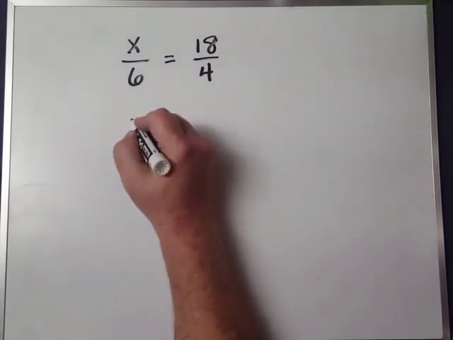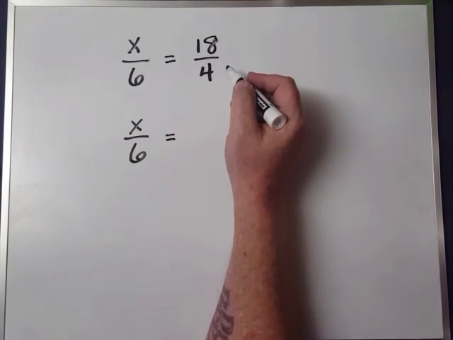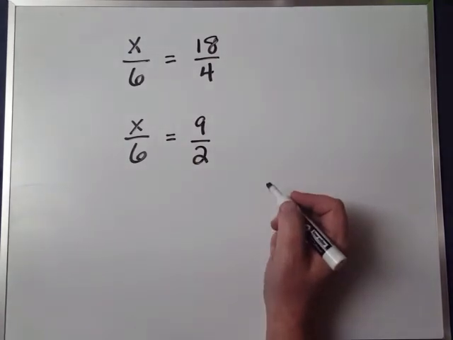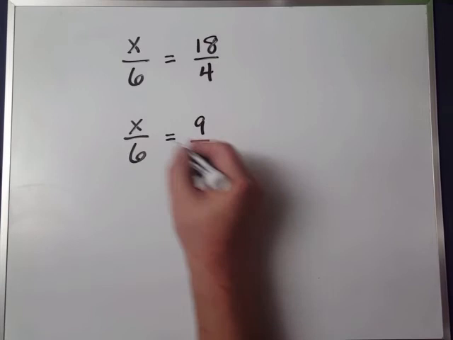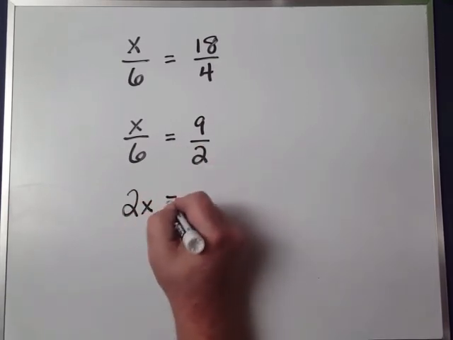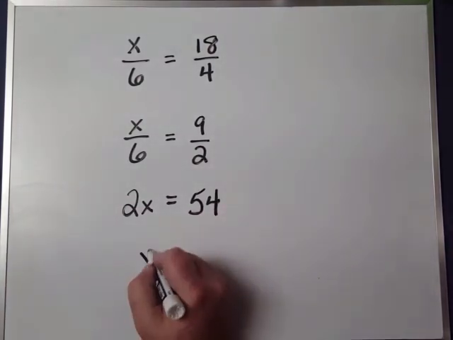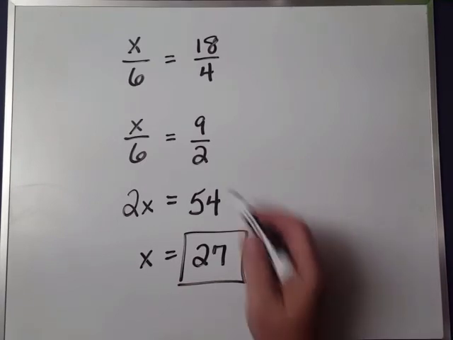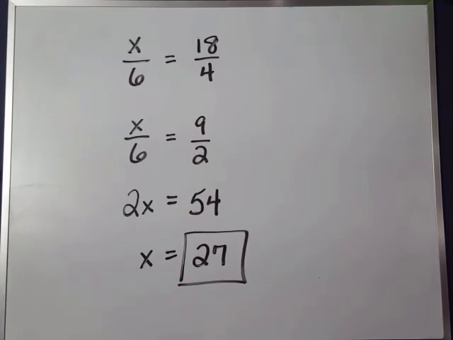The first thing I might do is reduce this fraction on the right. 18 over 4 reduces to 9 halves. I like those numbers better. When I cross multiply now, product of the extremes, x times 2 is 2x. Product of the means, 6 times 9, 54. Divide both sides by 2. Yeah, I like that a little better. I don't always have that option, but if I see something that will make things a little easier on me, that's what I'm going to want to do.